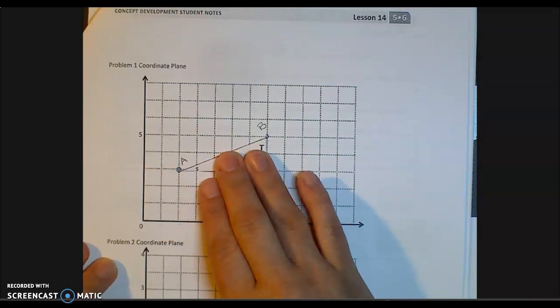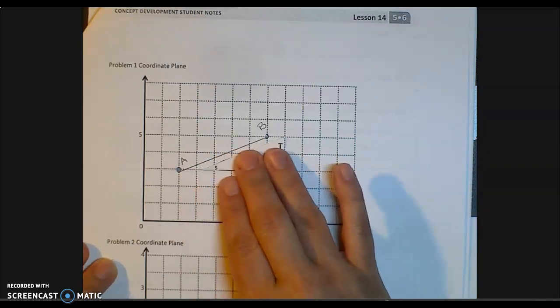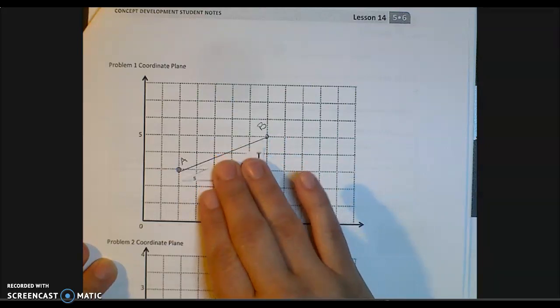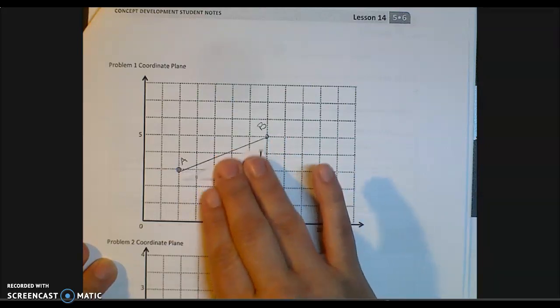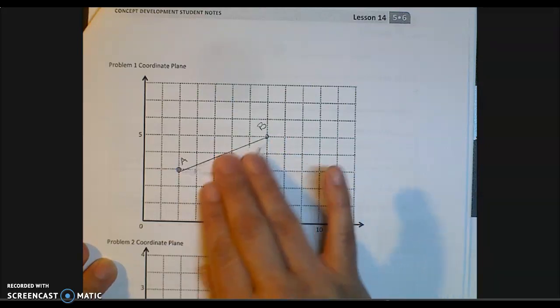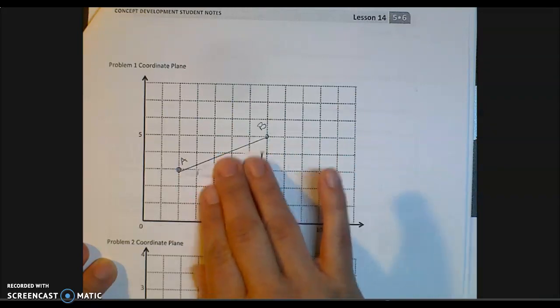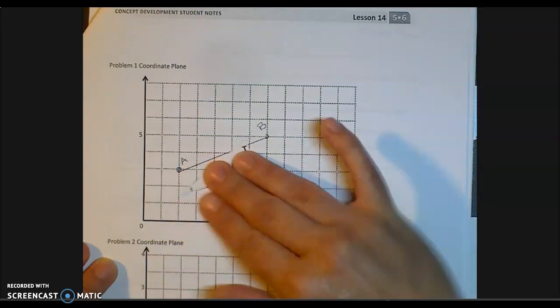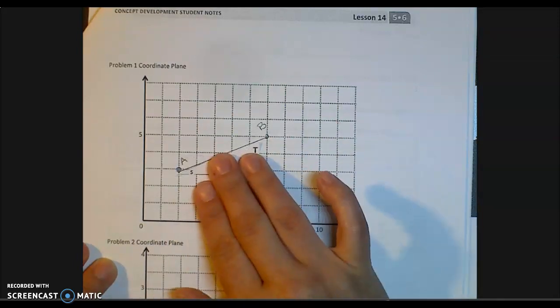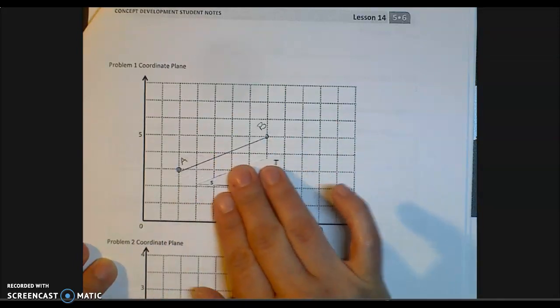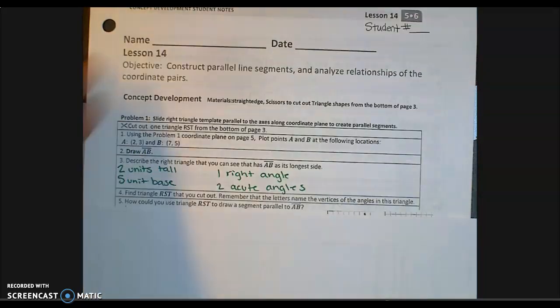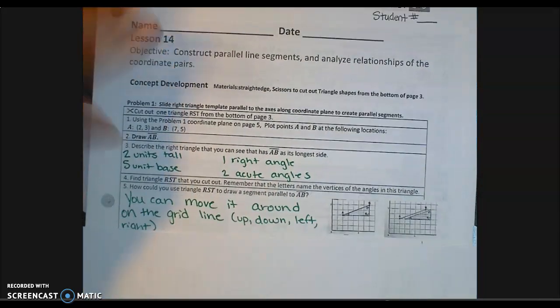Well, in our last lesson, didn't we just slide it over? Or we could slide it down, or we could slide it down and over. So all I'm doing is moving it along the grid lines. I am not changing the angle. This is not how we do that. We just move it along the grid lines. So that's our answer for that. You can move it around on the grid line, up, down, left, or right.